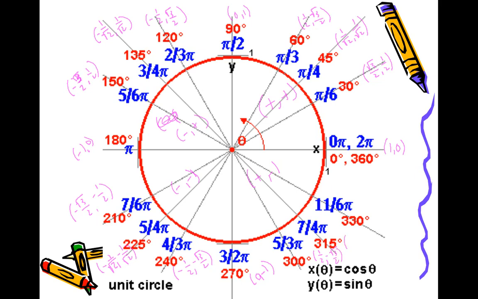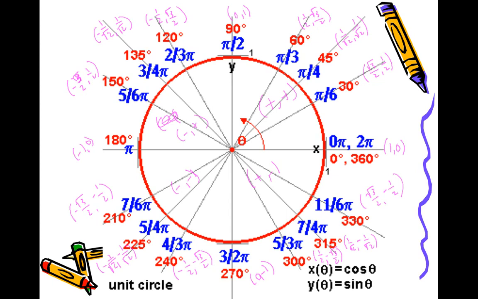315, or 7 pi over 4, is going to be 1 over root 2, negative 1 over root 2. 11 pi over 6 is going to be root 3 over 2, negative 1/2. All right, so practice filling that in with fluency.